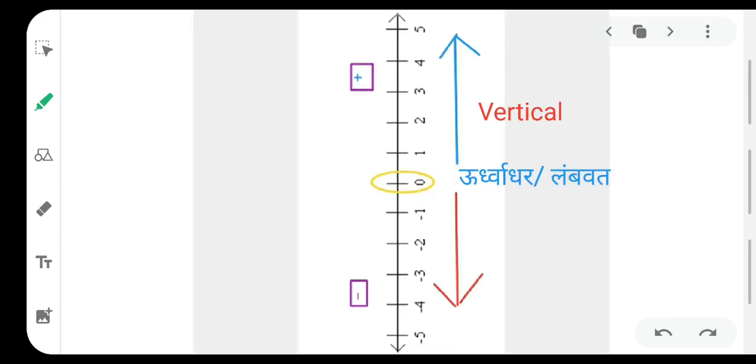Now let's represent the same number line in a standing position. This is called vertical number line. There is 0 in the middle. Above it we have positive integers and below 0 we have negative integers. When we go up in this number line, the value of the number goes on increasing. And when we move downwards, the value of the number decreases.